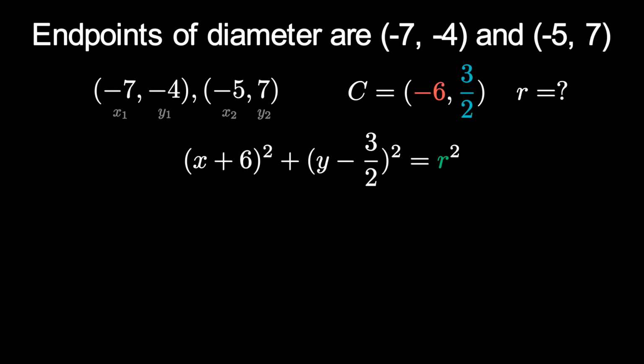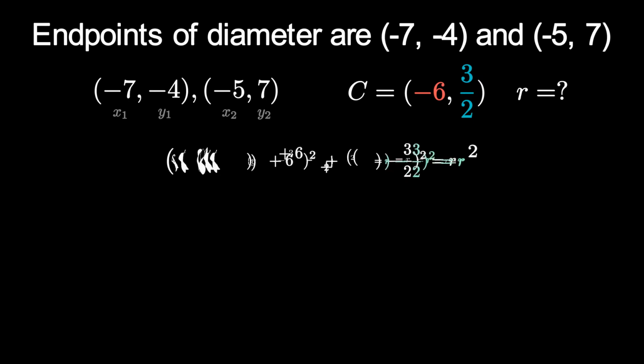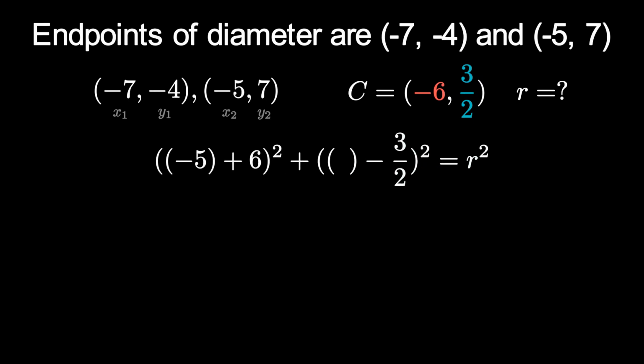Since we are provided with 2 coordinates on the circle, we were given 2 pairs. What we can do is plug in one of those pairs into the x and y of this equation to help us solve for r. It really doesn't matter which pair you plug in, you'll ultimately get the same answer. But I'm going to plug in the coordinate (-5, 7). So I'll plug in the -5 into the x and the 7 into the y. And that'll become -5 plus 6 squared plus 7 minus 3/2 squared equal to r squared.